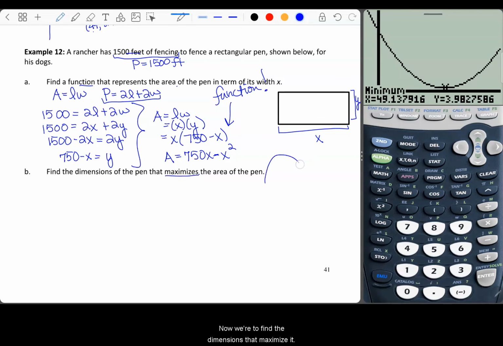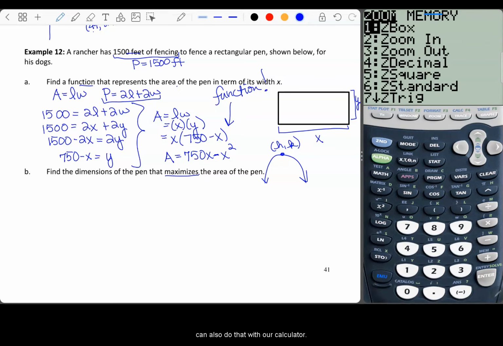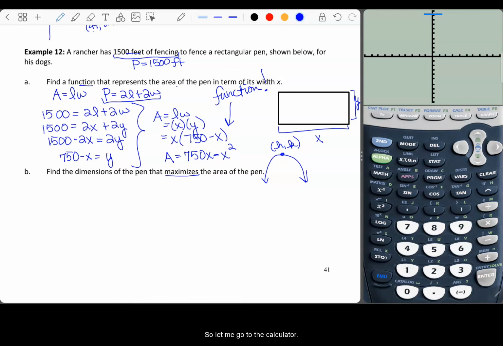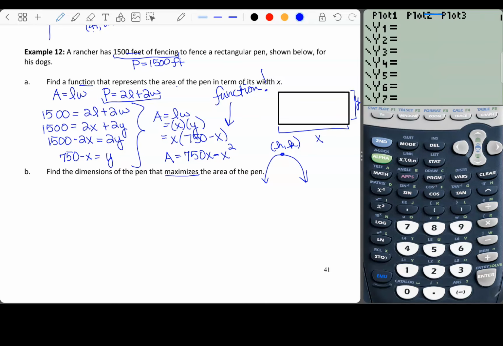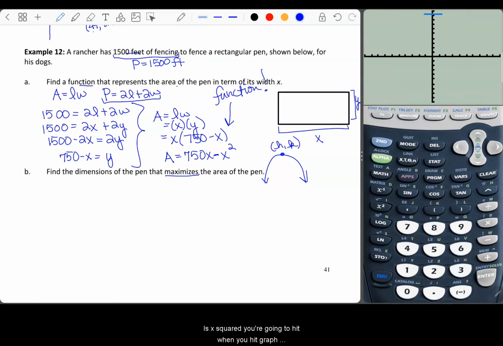Now we're to find the dimensions that maximize it. So we have the parabola is upside down, and we need to find the vertex. We can do that with a formula, and we can also do that with our calculator. So let me go to the calculator and graph this in. We have area is 750x minus x squared. When you hit graph, nothing shows up because we have to go play with our window.